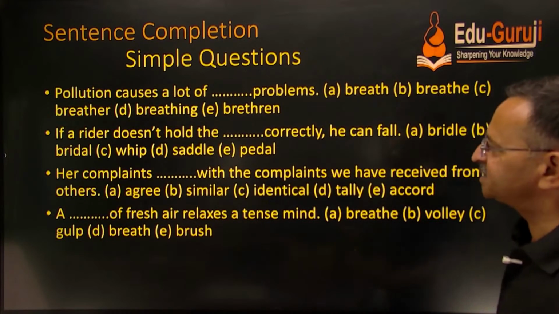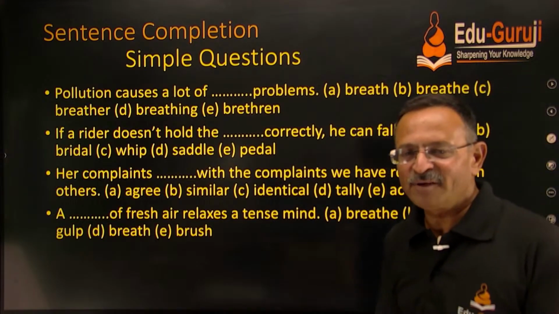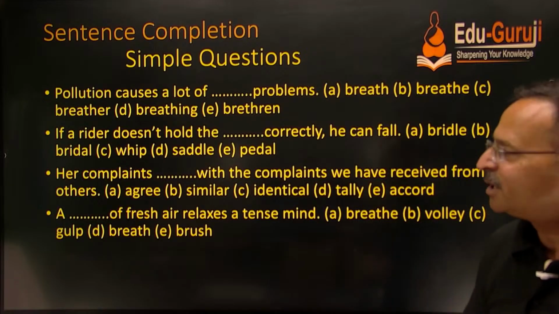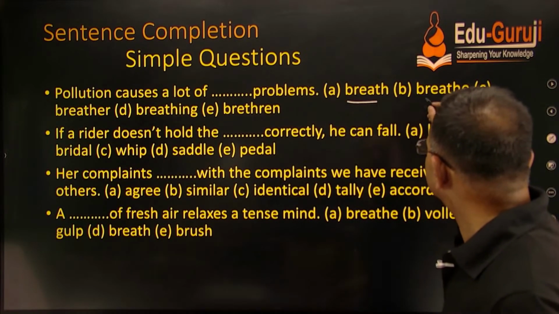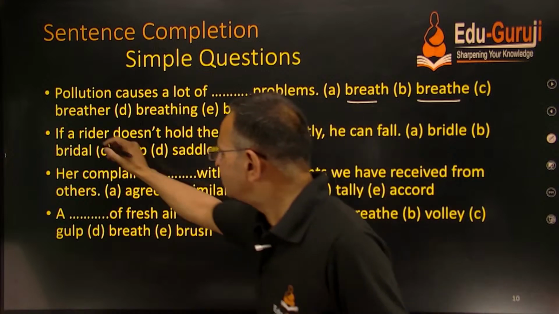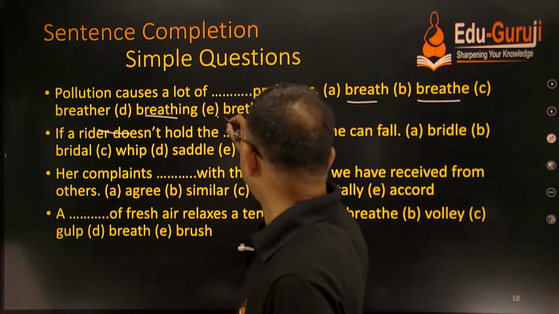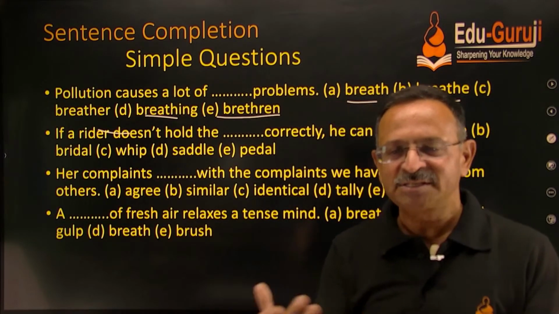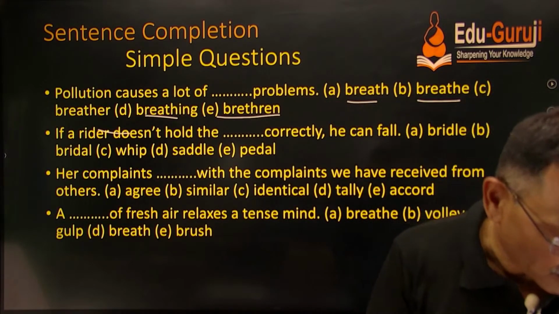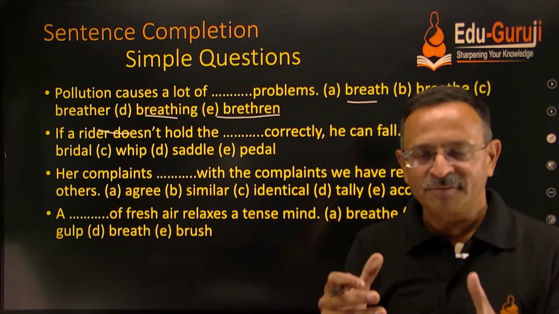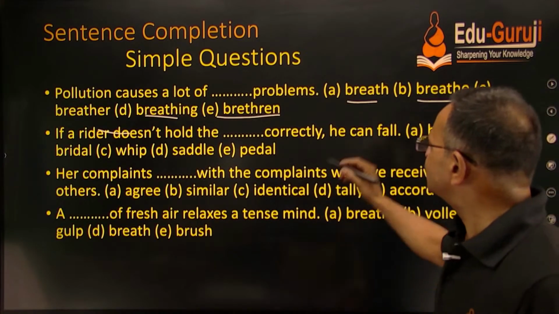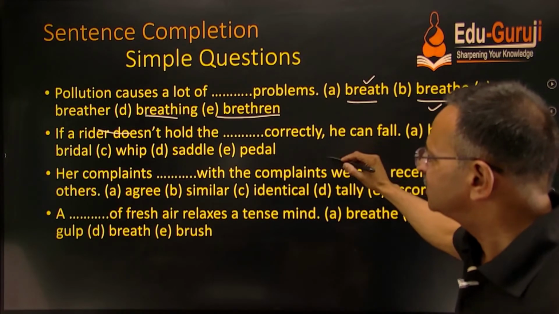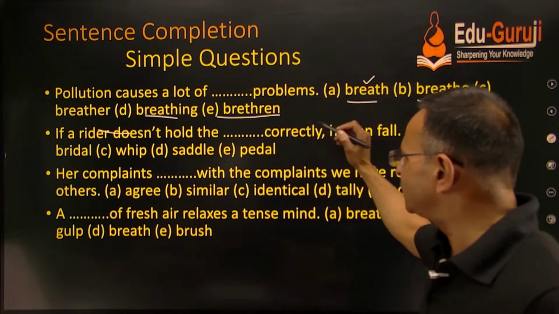The next one is, again, a very interesting one. Pollution causes a lot of problems. Now you have breathe, breath, breather, breathing, and breather. All these words are related to the word breathe. So what do we mean by them? We have breathe, breath, breather, breathing, and breather.